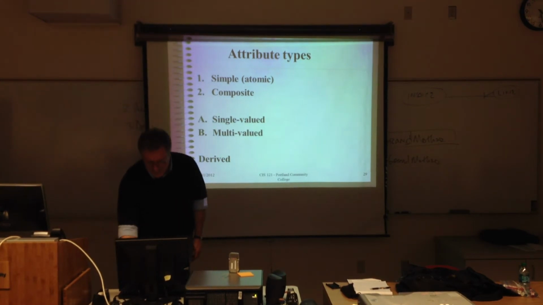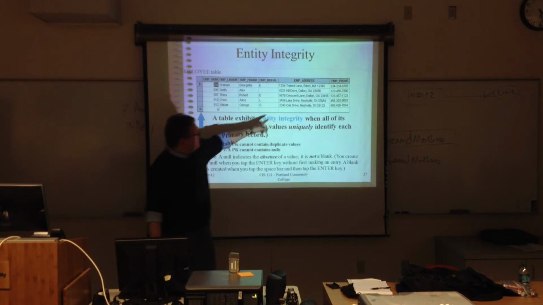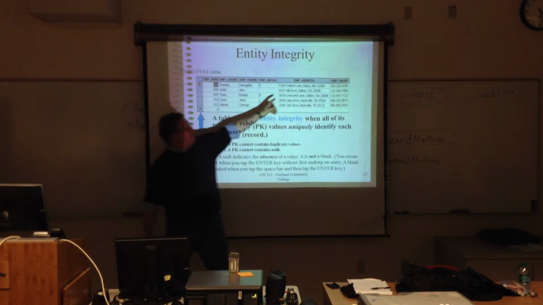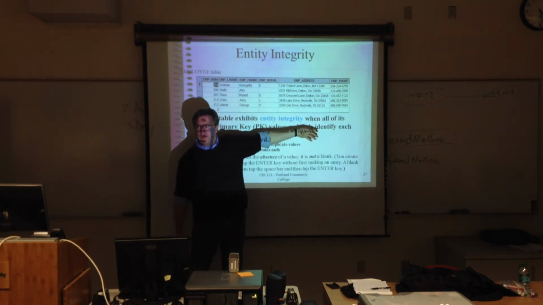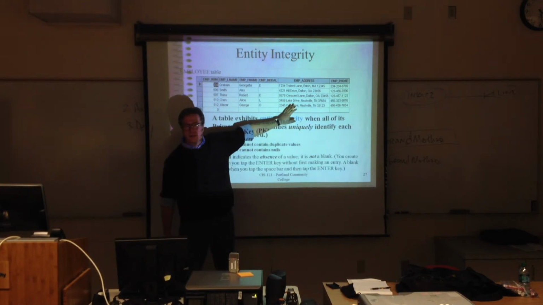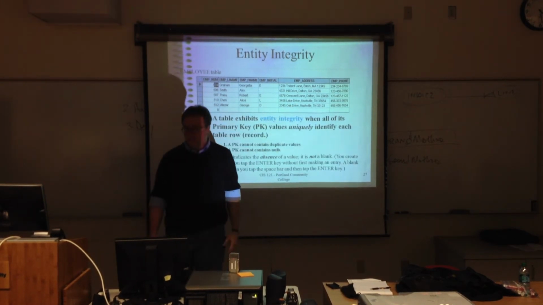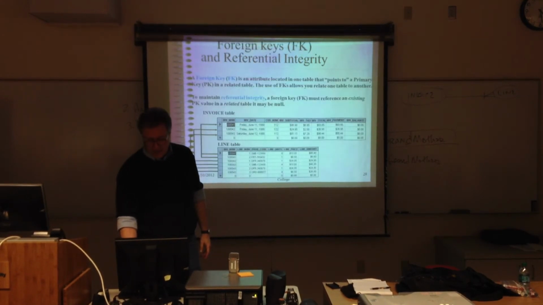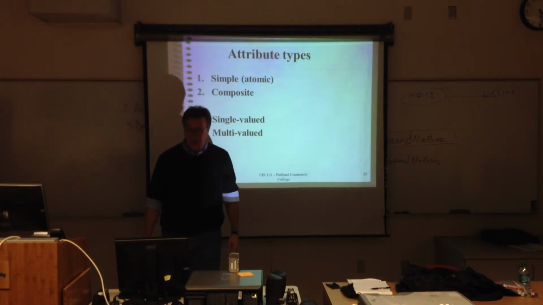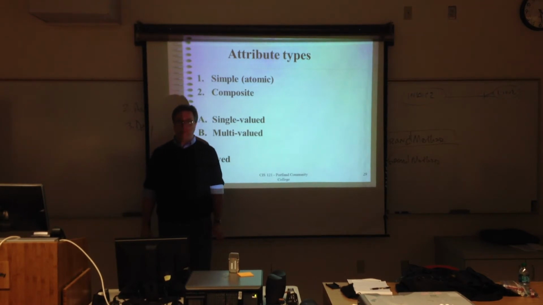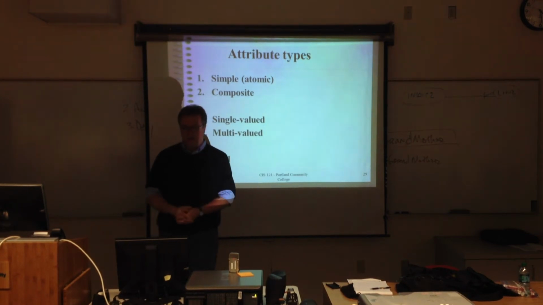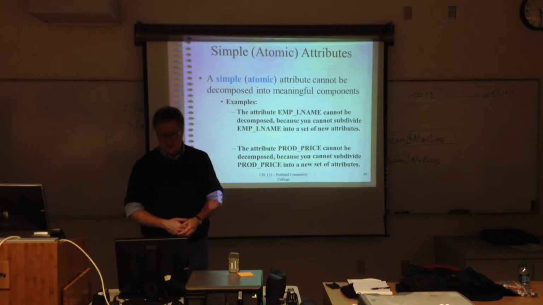So remember that thing I said about how I didn't like that address? This employee address is an attribute. There are some problems here. Let's talk about the problems in this attribute column. There are a couple of different attribute types: simple and composite, and then intersecting that, single value and multi-value. We'll talk a little bit about derived as well. Let's take a look at each one of these.